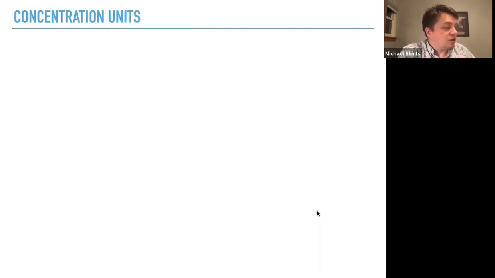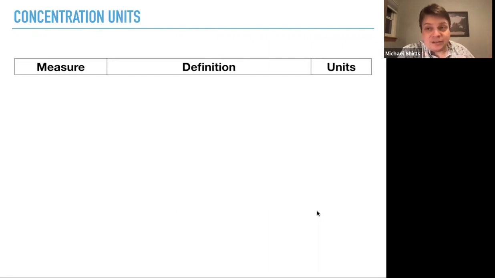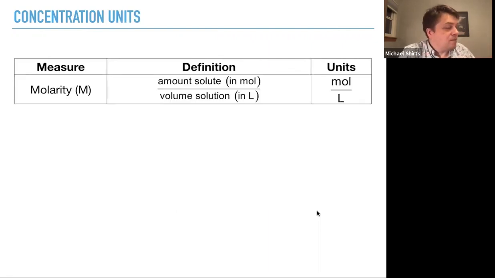There are a bunch of different concentration units. The most common one we've seen is molarity, which is the amount of solute in moles divided by the volume of the solution in liters. And the reason we use that, in a lot of cases, if you're doing stoichiometry, it's really easy to work with, because then we can measure volume of the solution just by measuring in a beaker.